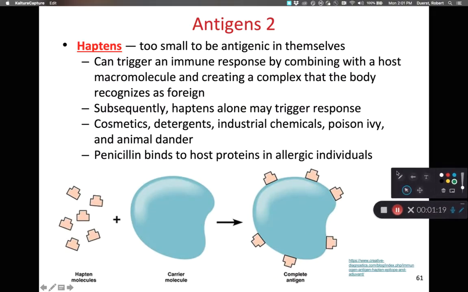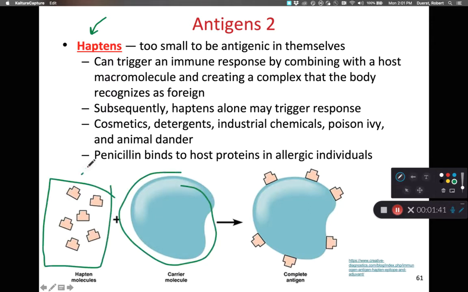Now, some things are too small to trigger an immune response. Those are referred to as haptens. It's too small to trigger an immune response all by itself, but if they bind to a carrier molecule, they can trigger an immune response. So here are some generic haptens, and here's the carrier molecule. When the haptens are bound to the carrier molecule, now we have something that can trigger an immune response.